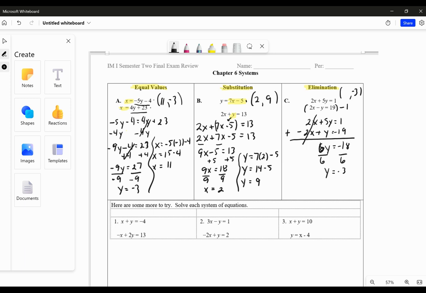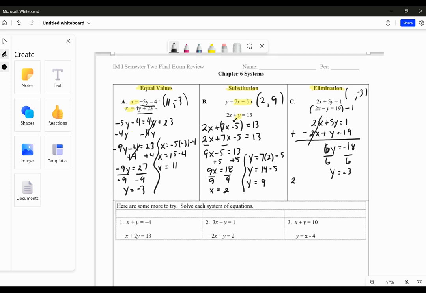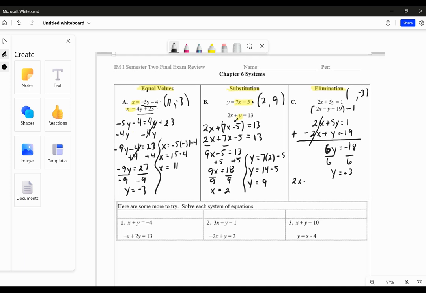I'm not done yet. Now I've got to put that -3 into the top or bottom equation. It doesn't matter, but I'm going to use the top one. So -2x plus 5 times -3 is equal to 1. -2x minus 15 is equal to 1.